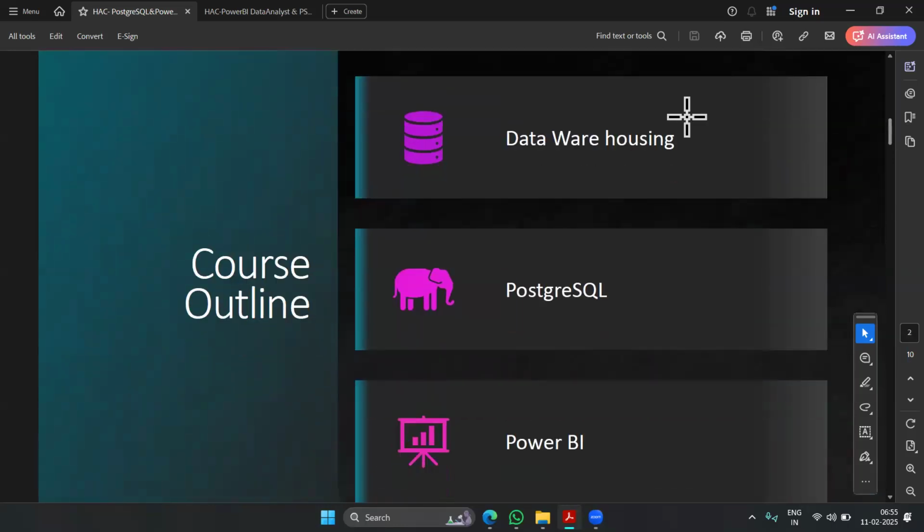Now, with these three topics, data warehousing is going to be 10%, PostgreSQL is going to be 30% of classes, and finally, the rest, 60%, we are going to touch with Power BI.